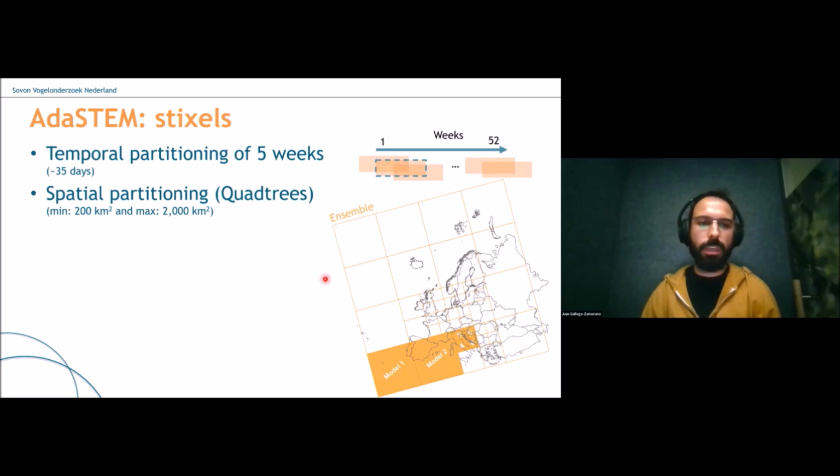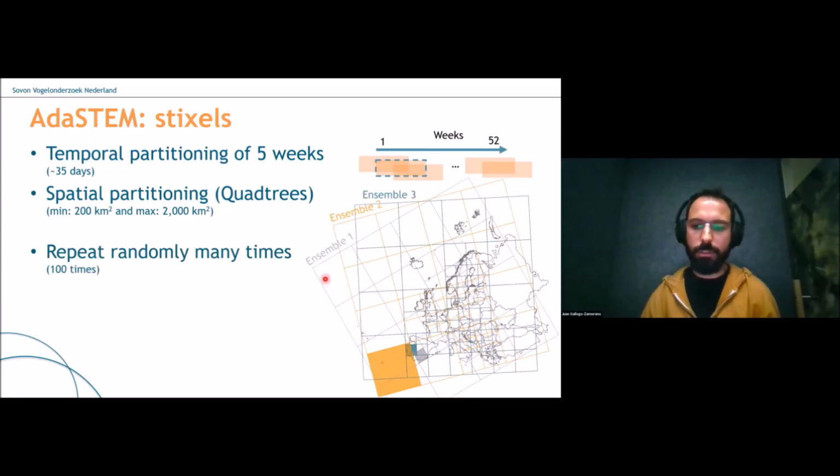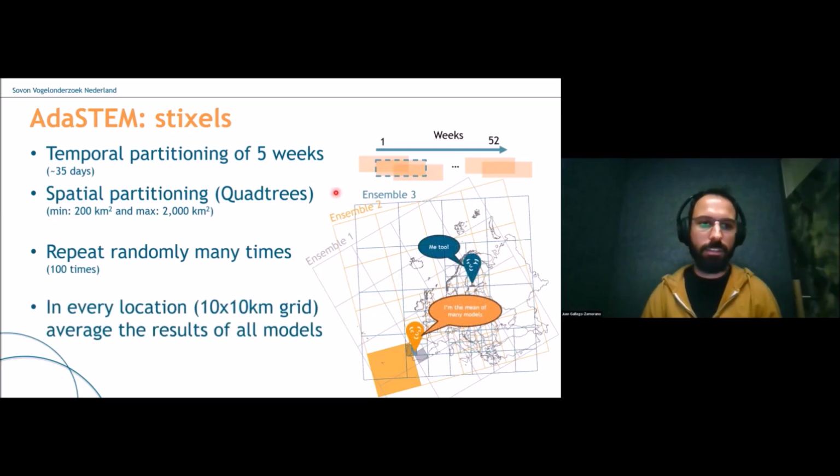But because we want to get the best of the data and combine the predictions many times, we do not simply do one ensemble at the European scale. We repeat this many times. In our case, we repeat it 100 times for each of the temporal windows. So you can imagine that these are many models. At the end, when you have all these models combined with different data for the same location, you combine them into one single prediction in every location. So in every 10 by 10 grid cell, we get all the predictions from all the different temporal and spatial partitions together in one single location.